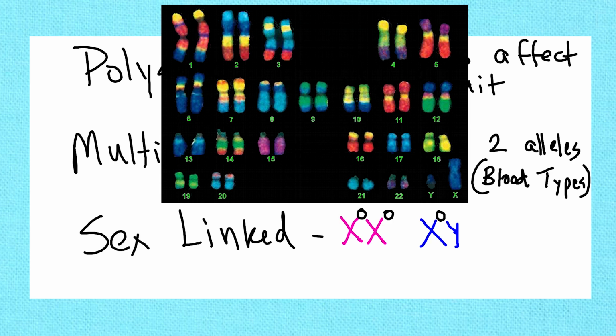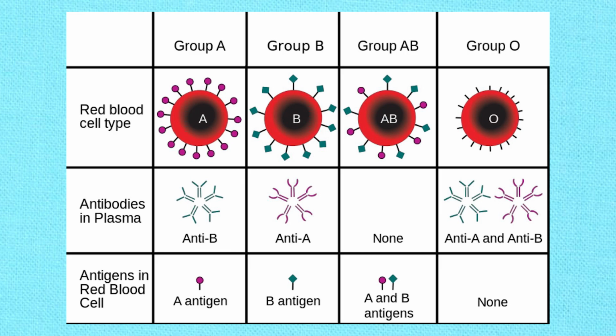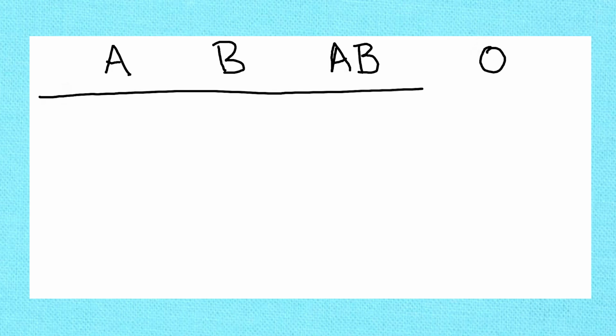There's not going to be an allele on the Y. So those are the last three. And now we can do some examples for blood type, which is one of my favorites. We're not going to worry about positive and negative for the blood types. We're just going to worry about the 4 phenotypes for blood: type A, type B, type AB, and type O.